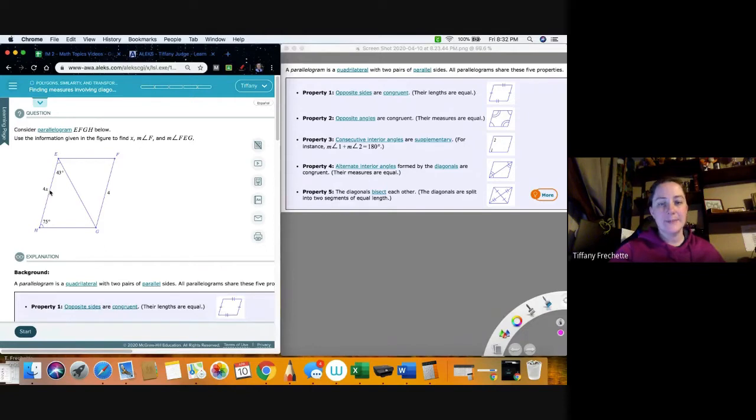And then the next piece they want is angle F. Well, we also learned that opposite angles are congruent, so we would just go straight across. Well, opposite is 75, so F is 75. And then FEG, we also learned that alternate interior angles are congruent. So this is where we are going to play with it just a little bit here.